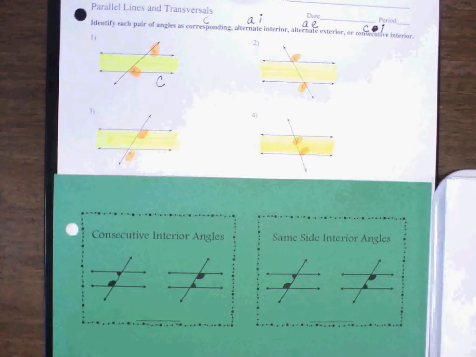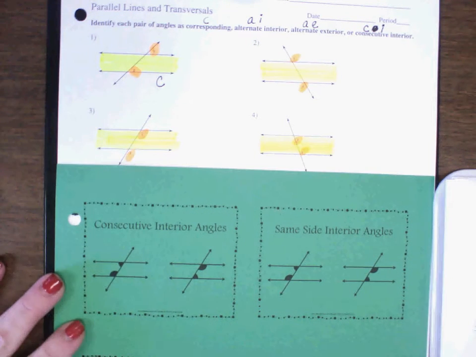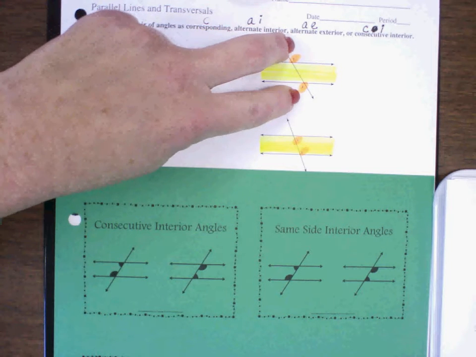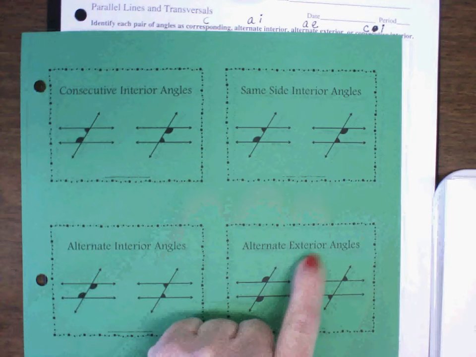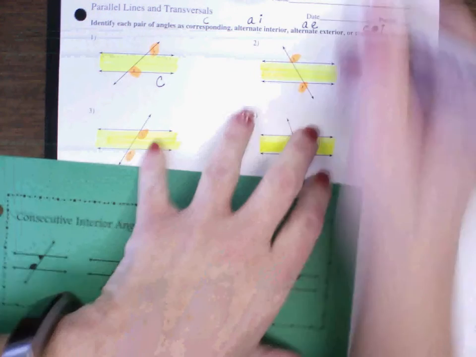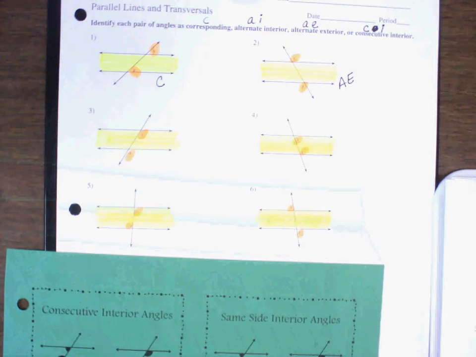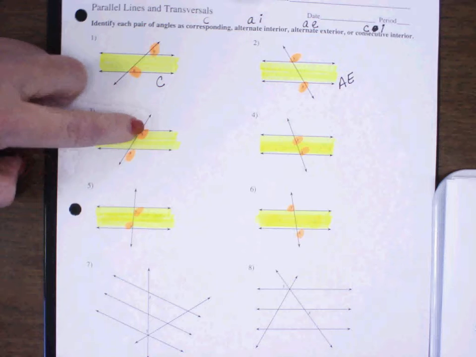All right, look at those two. They're out or in? Out. So there's only one that says out. Alternate exterior. AE. Very good. Okay? Look at this one. Same side. One in, one out. Corresponding.